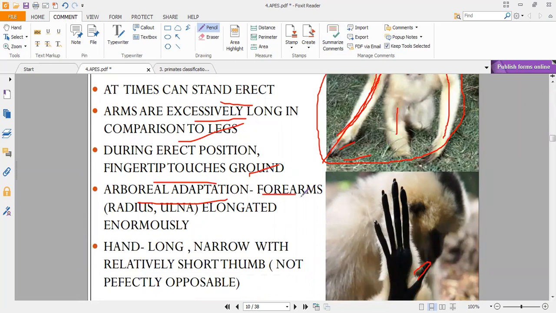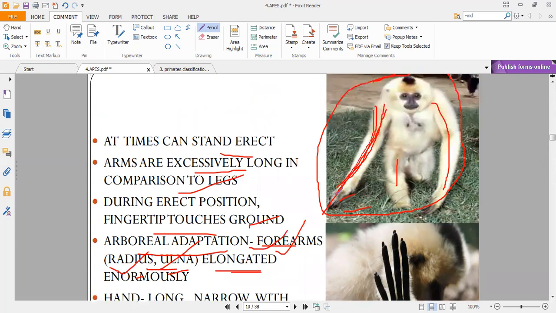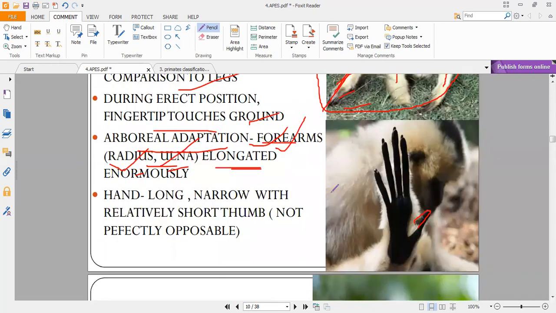In the forearm we have two bones. We call them radius and ulna. We'll be talking about the bones later, but for the time being we have to just understand that in the forearm we can find two different bones, one is the radius, one is the ulna. And these two bones in the forearm are very much elongated. Since they are elongated, that's why their forearm is very long.